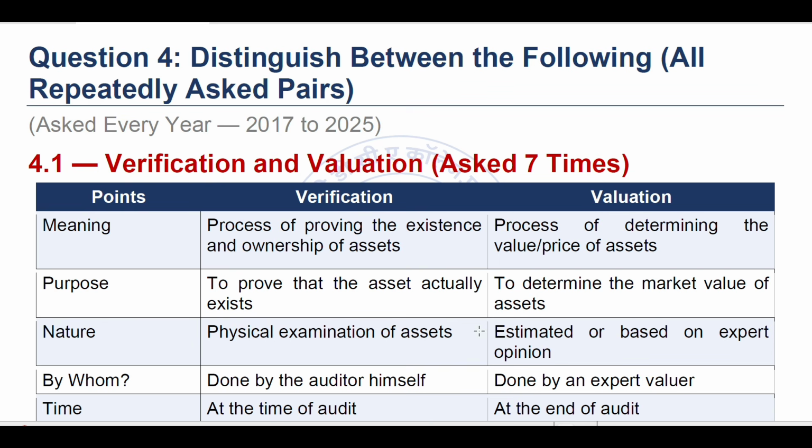Question number 4, distinguish between the following. All are repeated. Whatever distinguish between questions have been asked from 2017 to 2025, they have been repeated questions actually. These are repeatedly asked questions, you can say.